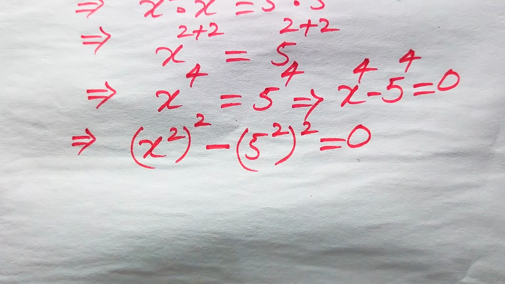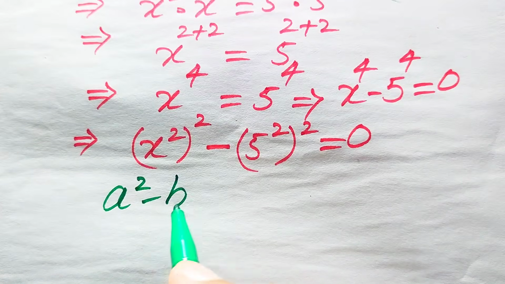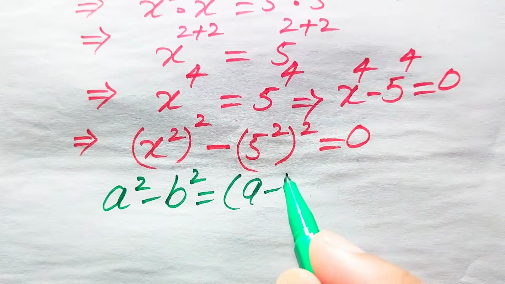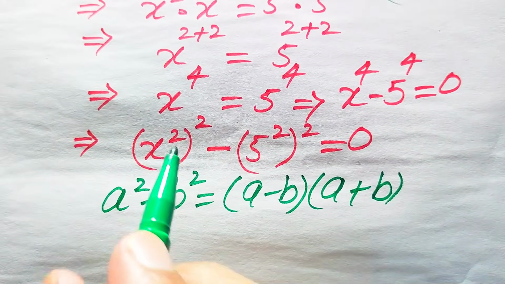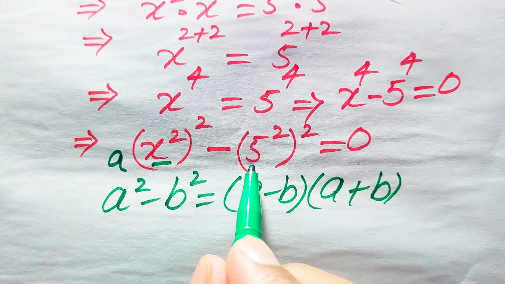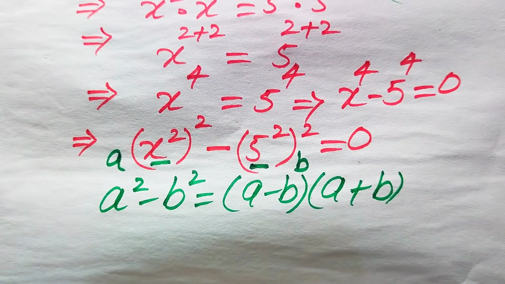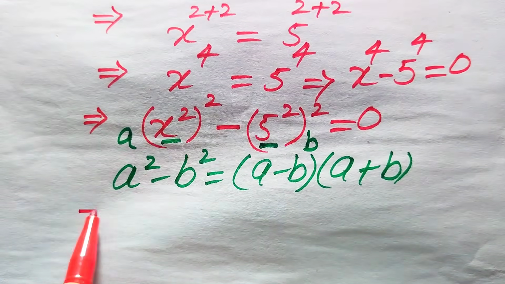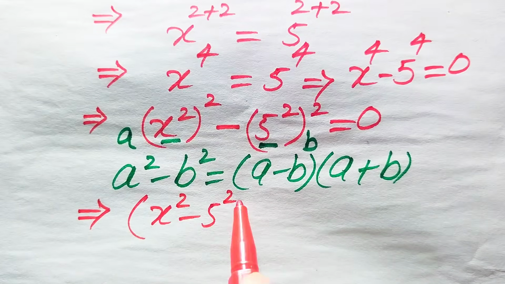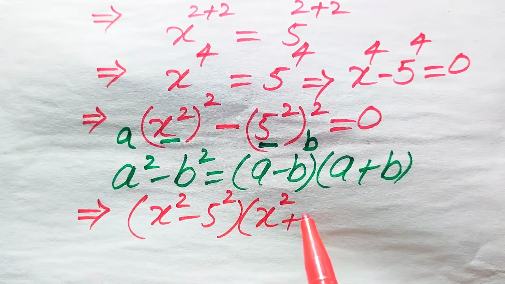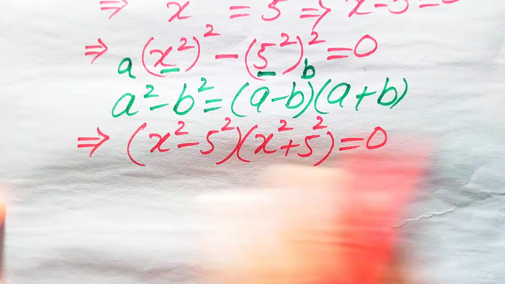And now in the next step we use another algebraic formula. You know about that. If we have a square minus b square equals a minus b times a plus b. According to this, you see here the base of this term is our a and the base of this term is our b. So according to this formula, we expand the above equation as x square minus 5 square times x square plus 5 square, and this whole equation is equal to 0.